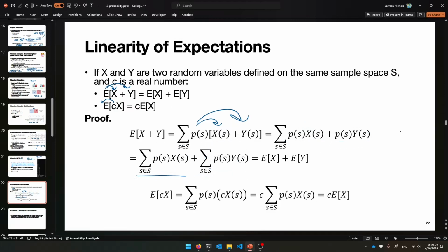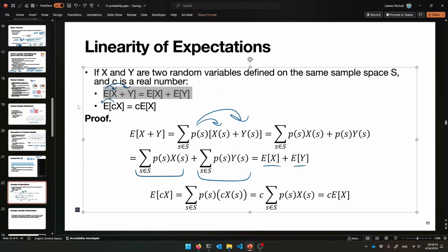So now you've got 2 separate things. But these definitions are exactly what it means to be the expectation of x. That's that one. And then the expectation of y is this guy. See it? That's really not too bad. So that's why this one works. You can just bring it out. You can distribute the expectation, I guess.